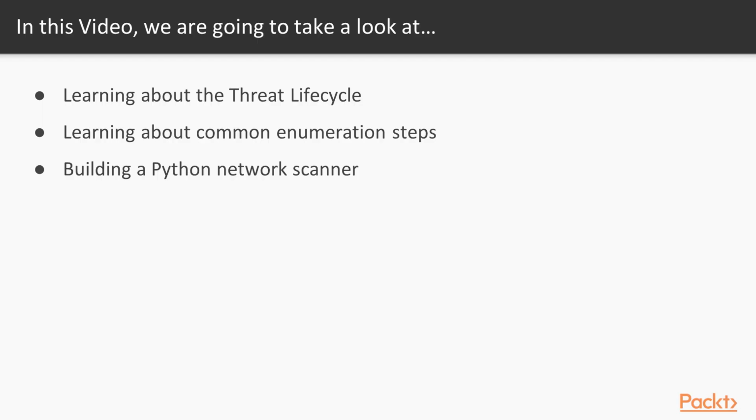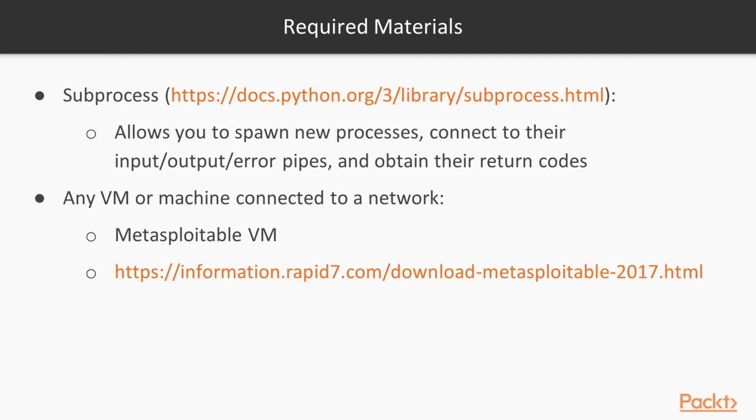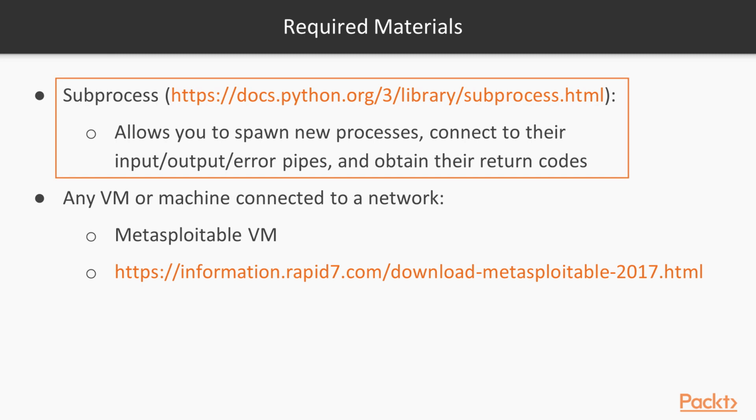So for this lesson, we're going to learn about the threat lifecycle. We're going to learn about common enumeration steps and types, and we're going to build a Python-based network scanner. The type of network scanner we're going to build is a ping sweeper. The required materials for this lesson: you're going to need the Python module subprocess. Subprocess allows you to spawn new processes and connect to standard input, output, or error pipes. This allows you to issue system commands from our Python application.